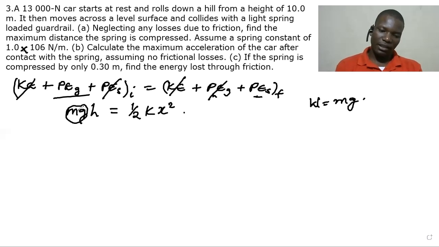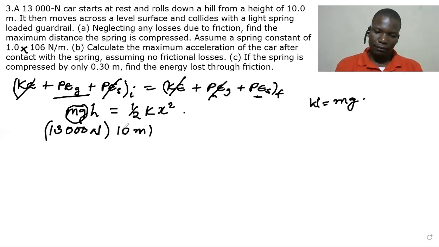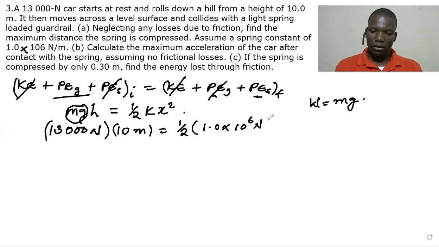So the whole of this is weight. So we have 13,000 Newton, and then the height is 10 meters, and our spring constant is 1 by 10 to the power 6 Newton per meter. And then we are looking for this guy, which is the maximum distance the spring is compressed.